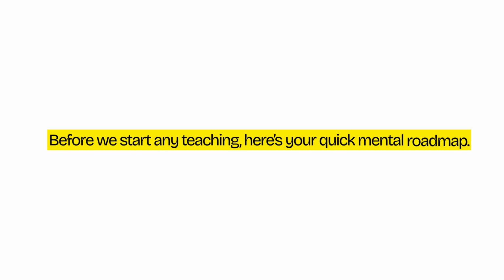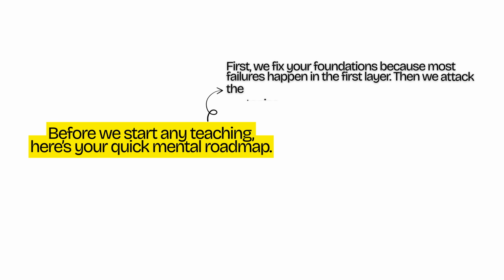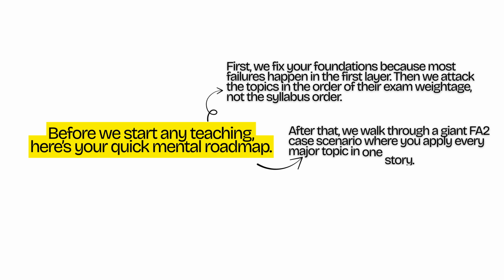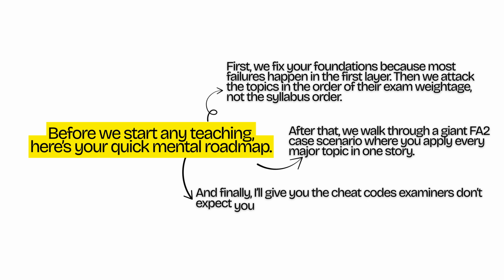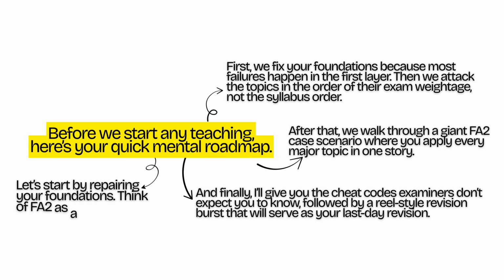Before we start any teaching, here's your quick mental roadmap. First, we fix your foundations because most failures happen in the first layer. Then we attack the topics in the order of their exam weightage, not the syllabus order. After that, we walk through a giant FA2 case scenario where you apply every major topic in one story. And finally, I'll give you the cheat codes examiners don't expect you to know, followed by a real-style revision burst that will serve as your last day revision. Let's start by repairing your foundations.